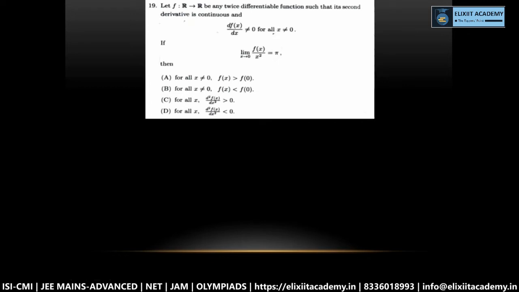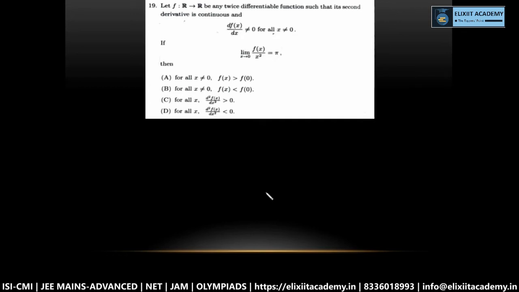So f is a function defined from R to R, and it's a twice differentiable function such that its second derivative is continuous, and df(x)/dx is not equal to 0 for all x belonging to R. So the limit as x tends to 0 of f(x)/x square is equal to pi. Then which of the following are correct?